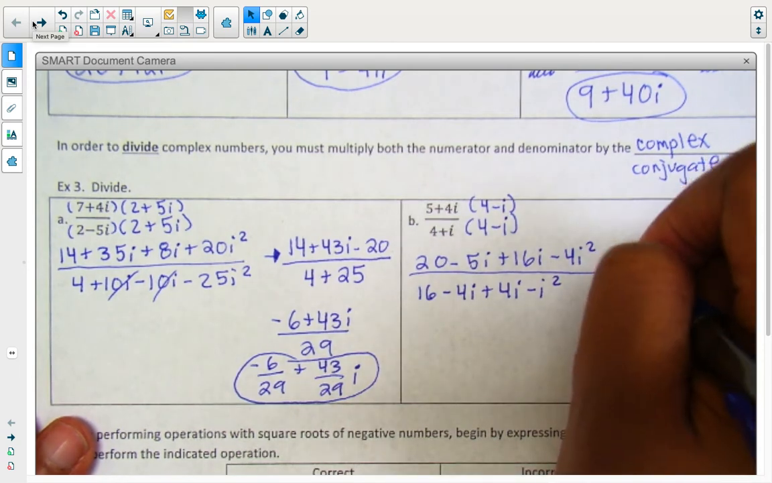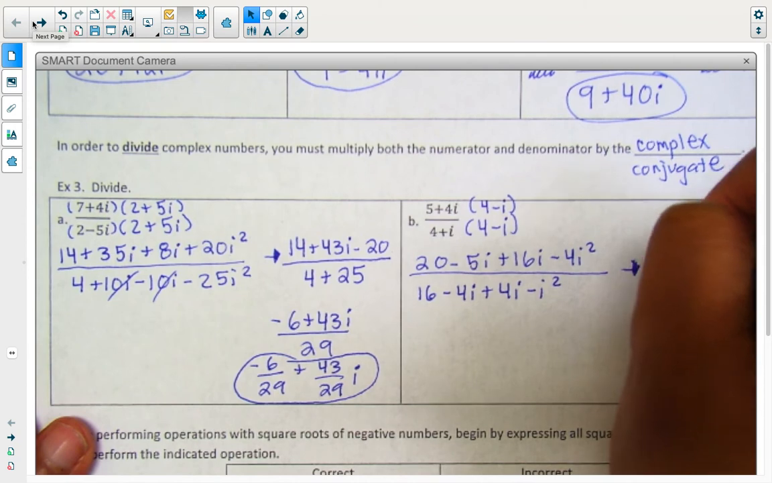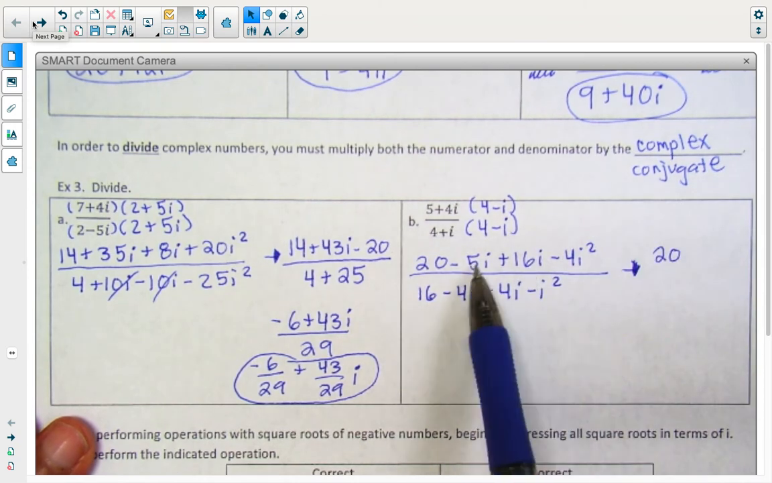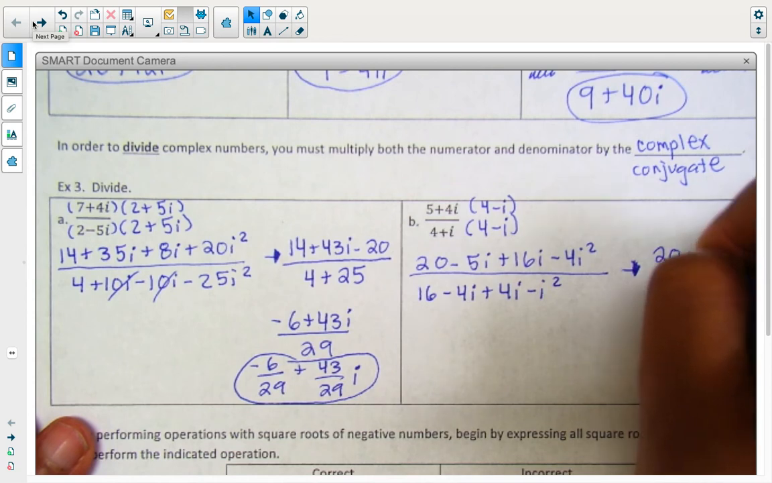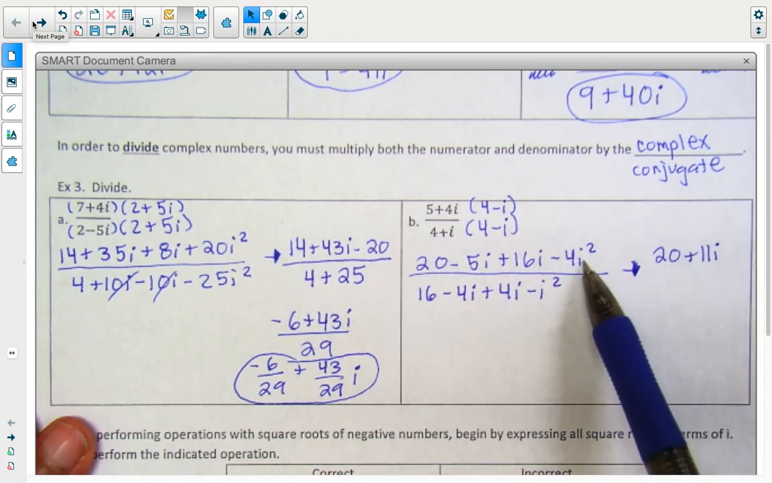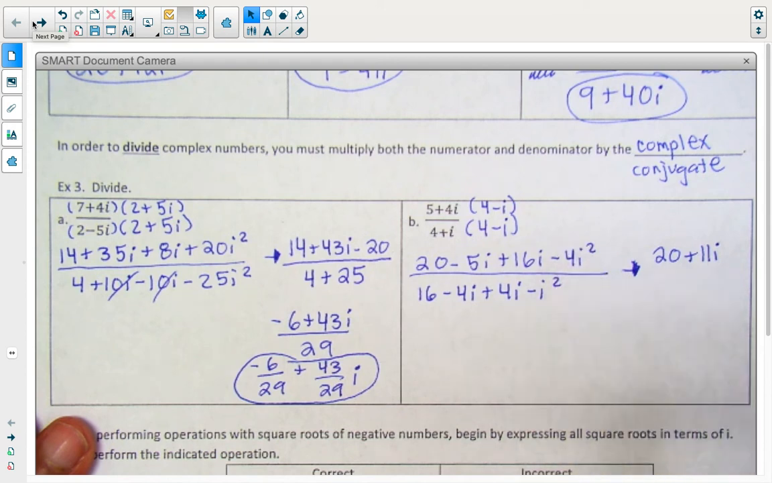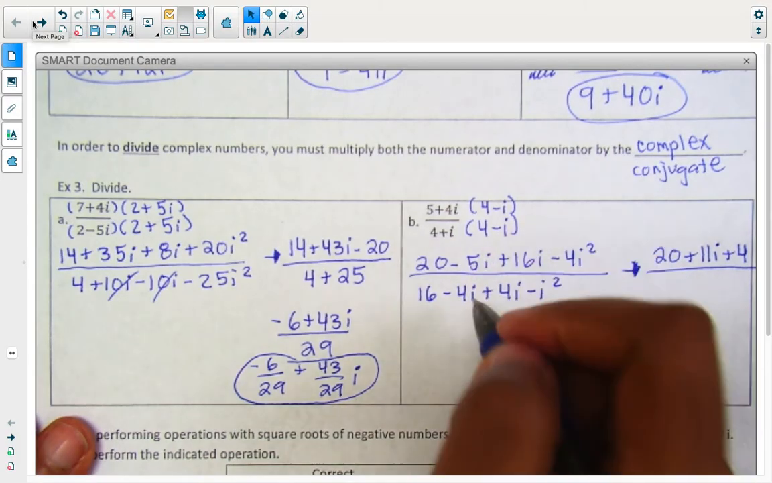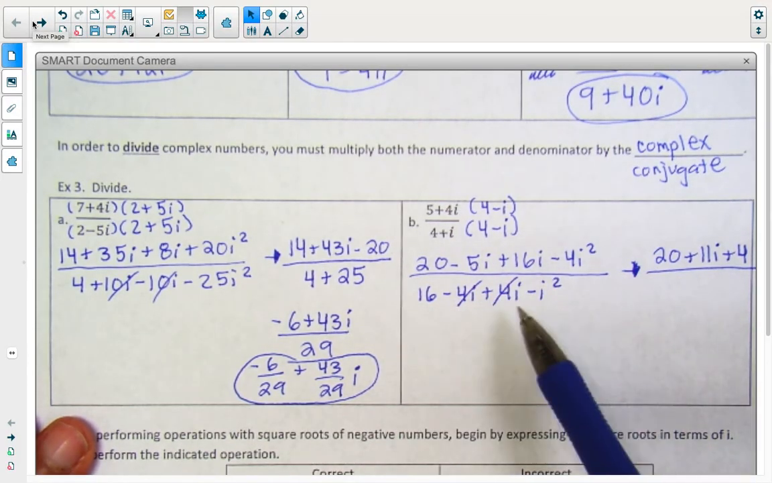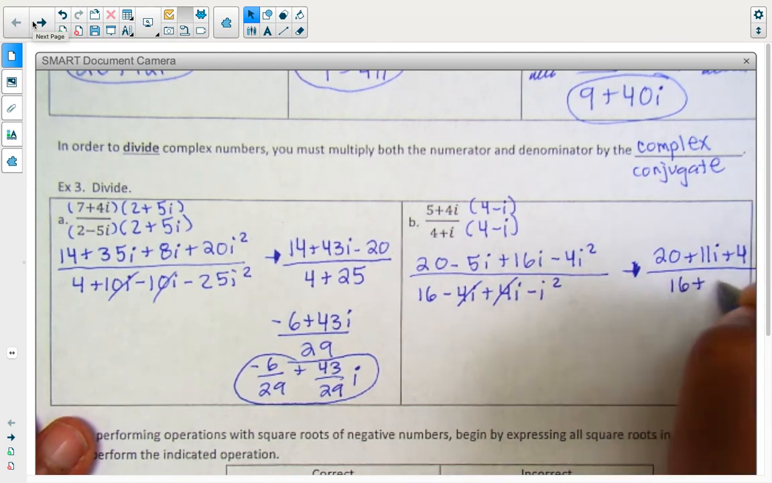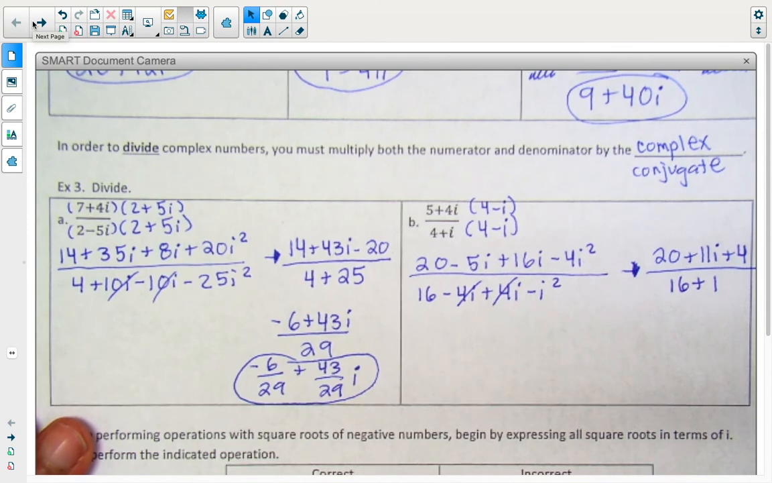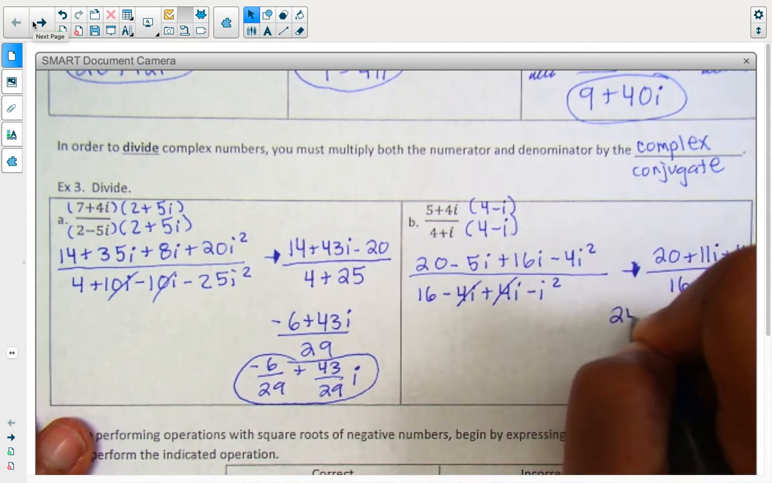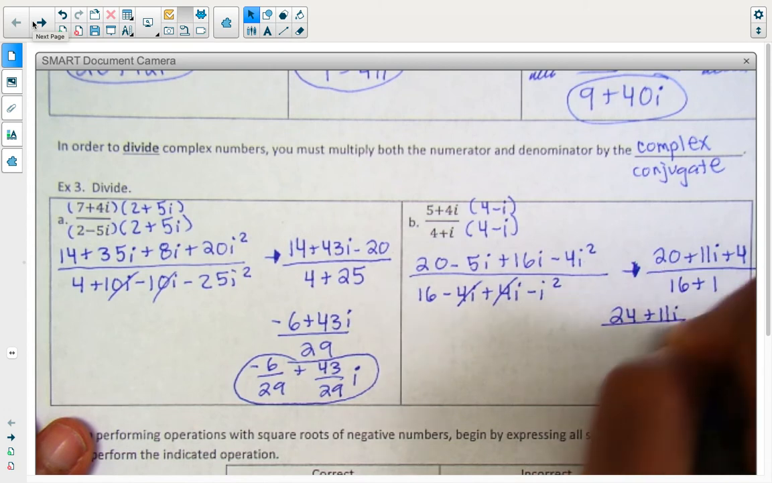Now I'm going to simplify. I'm going to bring the 20 over. Negative 5i plus 16, those go together. That gives me 11i. I got an i squared here, so by now we should know that's going to change this term to a positive 4. On the bottom, some things cancel. Negative 4i and positive 4i. This is negative i squared. That's going to change this to a positive 1. So this becomes 16 plus 1. And last thing I could do, I could go ahead and combine like terms on top. 20 plus 4 is 24 plus 11i over 17.